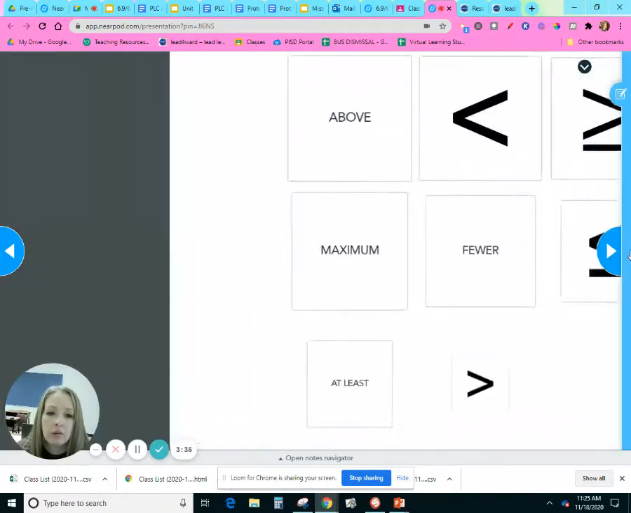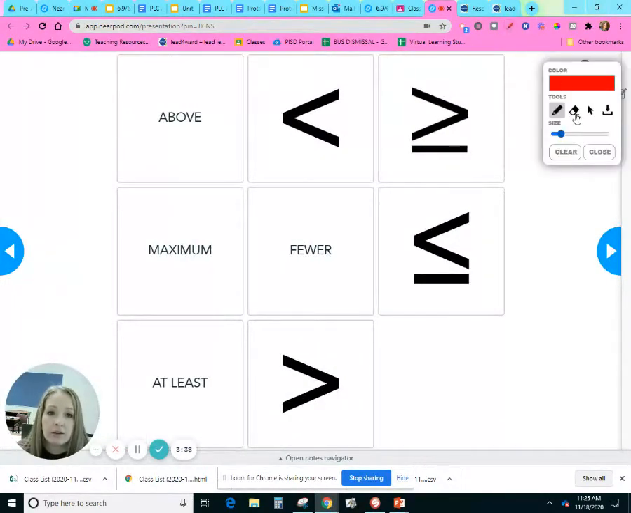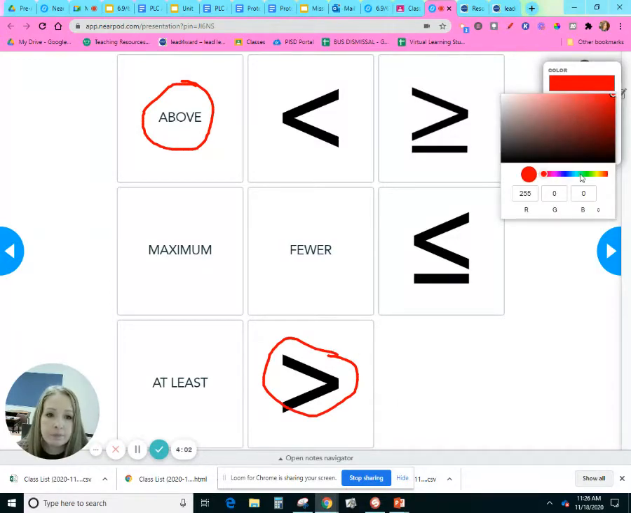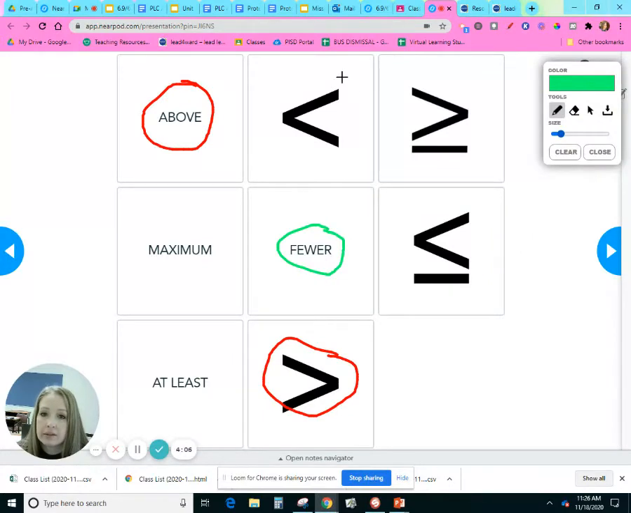Okay. Next one is telling the difference between the inequality language. So remember that we've got our less than symbol, we've got our greater than symbol, and then we've got less than or equal to, and we've got greater than or equal to. So above means more than or over, and so that's going to match with your greater than symbol. Fewer is just another way of saying less, so that's less than. Those are the easier ones, okay?